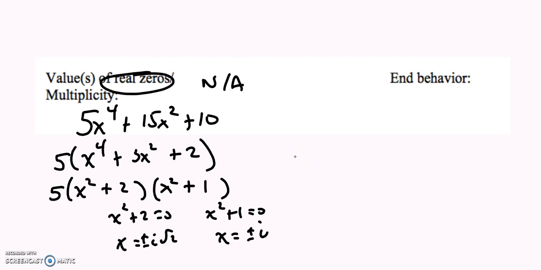Now, that was kind of a tricky question with the multiplicity because we are talking about real zeros and there were no real zeros. So if you gave an answer of NA, that would certainly be acceptable for the context of this problem.